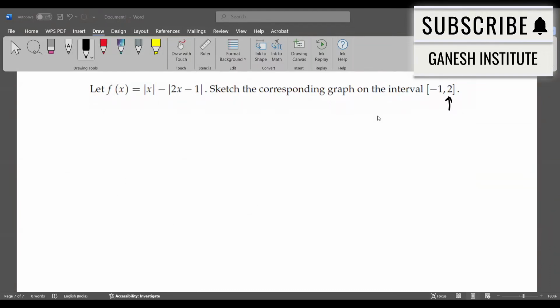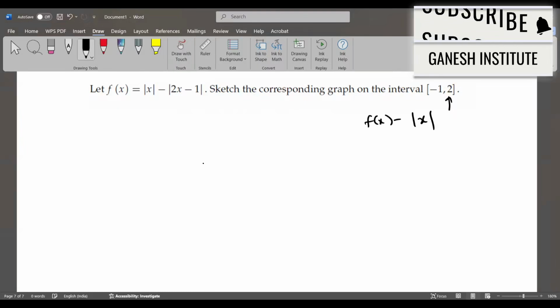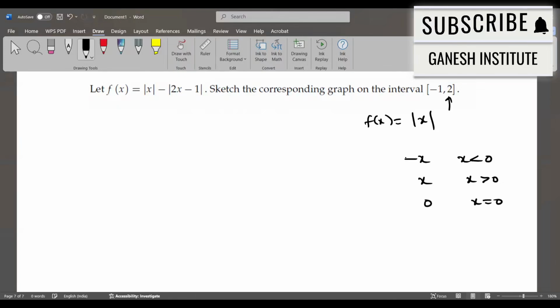Don't you first have to write the definition of the piecewise function? Yes. We have modulus, absolute value. If x is less than 0, you substitute it minus x. If x is greater than 0, you substitute it x. And if x is equal to 0, you substitute it 0, right? So these are the values.